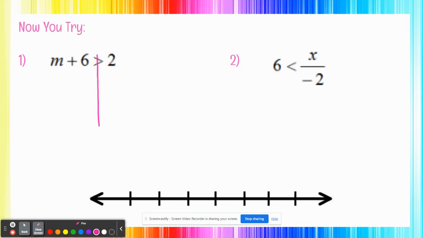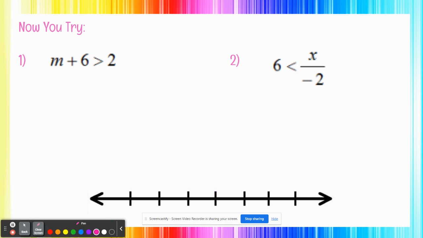This is a one step, so this 2 is to be subtracted because it's being added to m. That's a zero pair. Bring the m down. Bring down your inequality because we are not dividing by a negative. We are simply subtracting a number. 2 minus 6 is -4. We do not flip that inequality. So that'd be an open dot at -4. It is pointing to the right, and all those numbers to the right are greater.